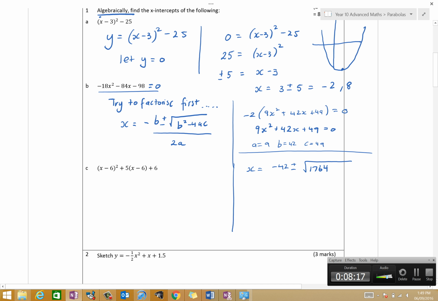B squared minus 4 times a times c. 4 times a times c. 9 times 49 is 441. 441 times 4. What's that? 41 times 4 is 164. I can't be bothered. What are we subtracting? 1,764.